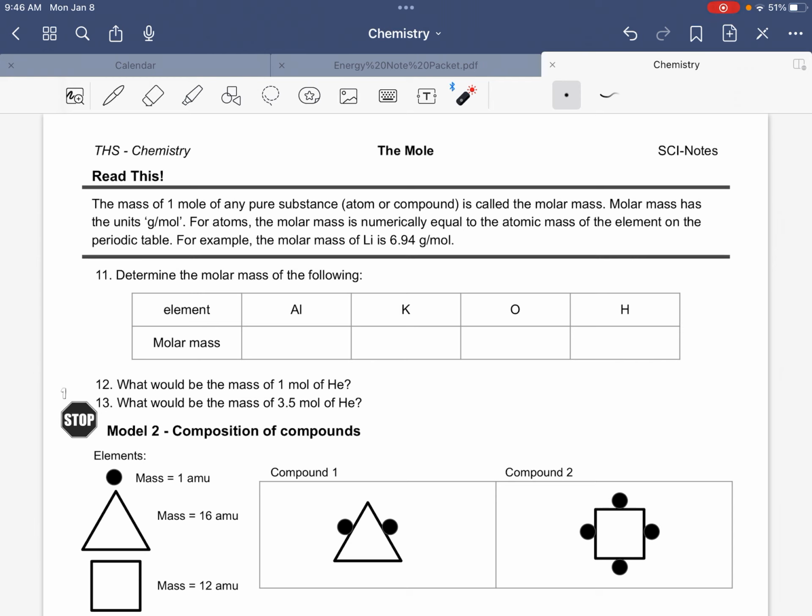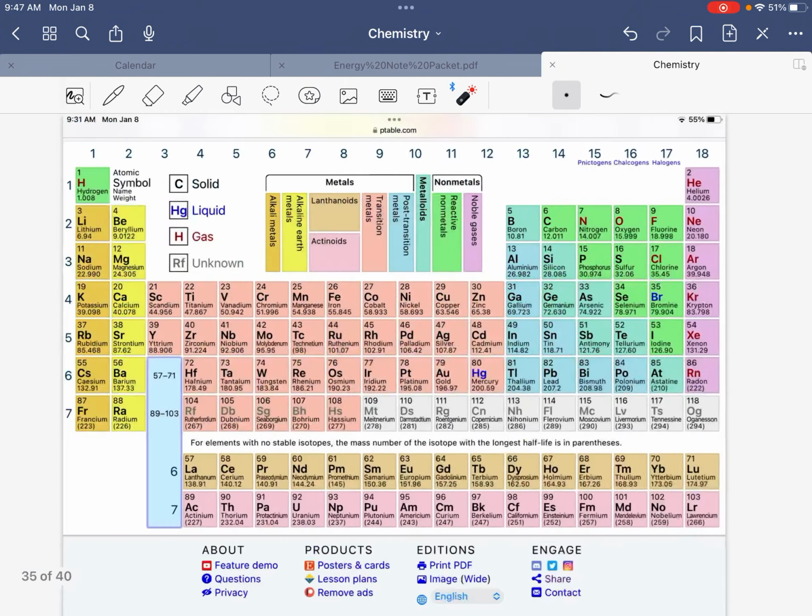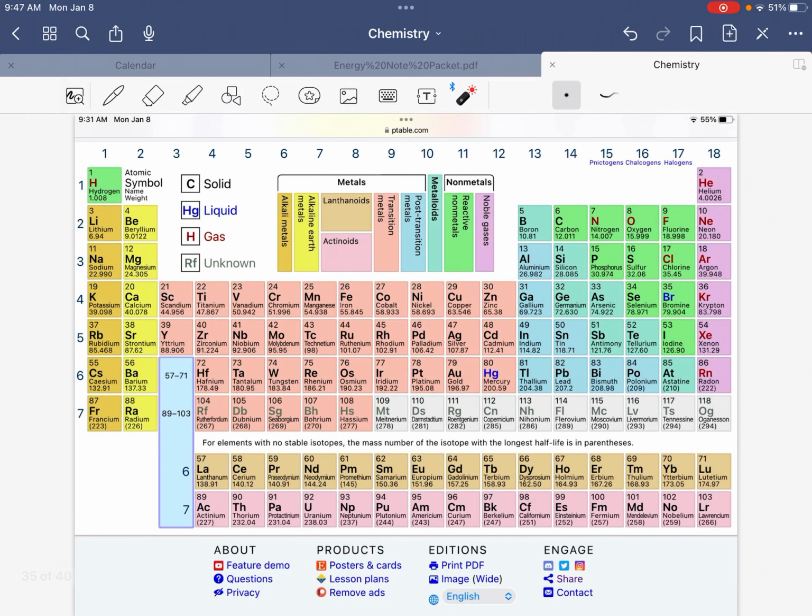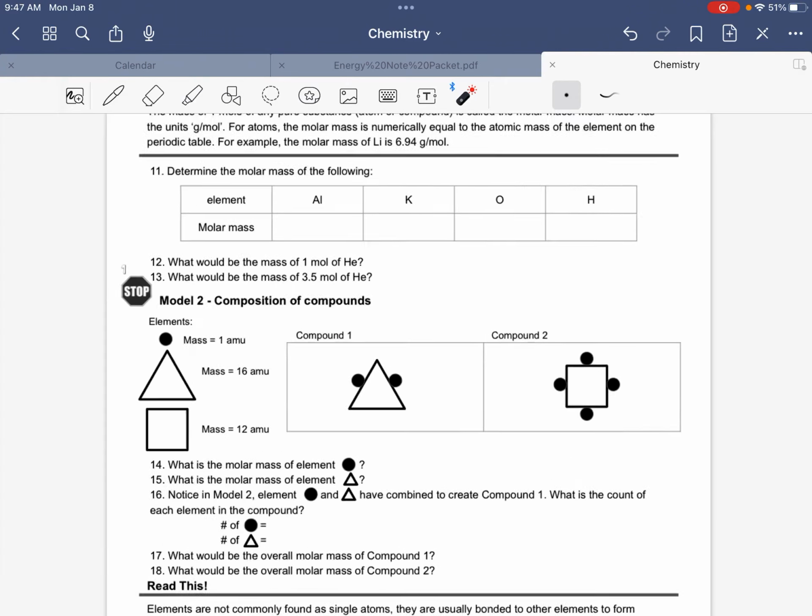So for atoms, the molar mass is numerically equal to the atomic mass of the element on the periodic table. So just like we saw with gold having that mass, it's exactly equal. If we have 1 mole of gold, it's going to be equal to whatever the mass is on the periodic table. And then, for example, the molar mass of lithium is 6.94 grams per mole. And if we look at the periodic table, we see lithium over here. The mass of 1 mole of lithium is 6.94 grams per mole.